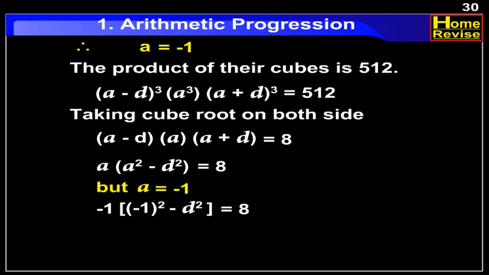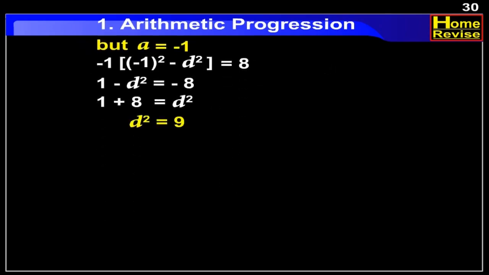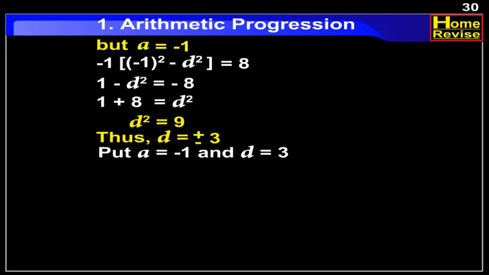After removing the brackets, we have 1 minus d square is equal to minus 8. Therefore, 1 plus 8 is equal to d square. Therefore, d square is equal to 9. Taking square root on both the sides, we get d is equal to plus or minus 3. Now put a is equal to minus 1 and d is equal to 3. We have t1, that is first term, is equal to a minus d is equal to minus 1 minus 3, which is equal to minus 4.